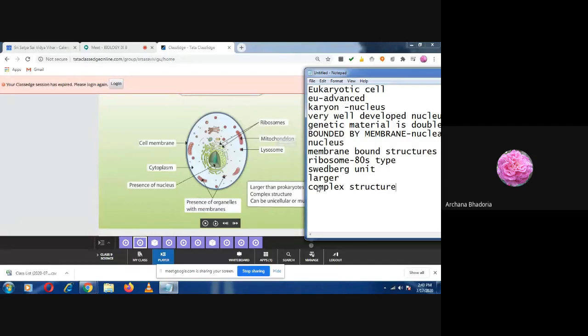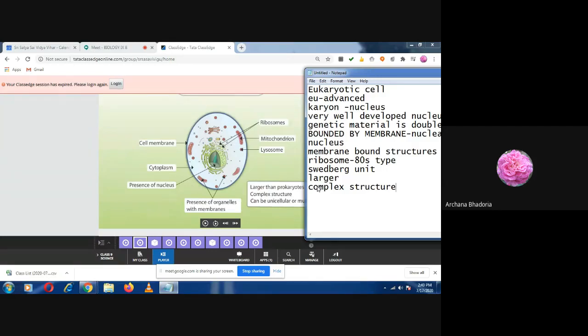So the first cell formed was the primitive cell, or the prokaryotic cell. Then as evolution took place, which cell evolved? The eukaryotic cell. In the eukaryotic cell that evolved later, the complexity increased a bit more. Okay, so that way they have the complex structure.